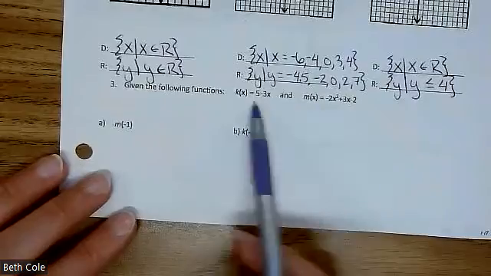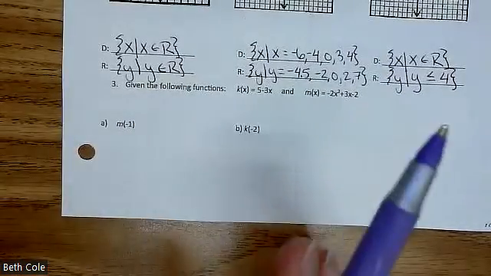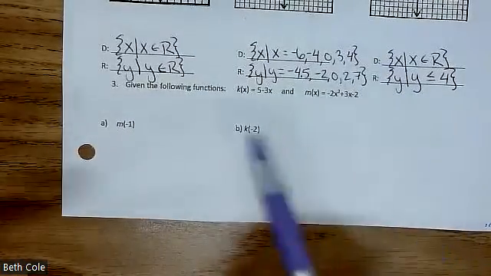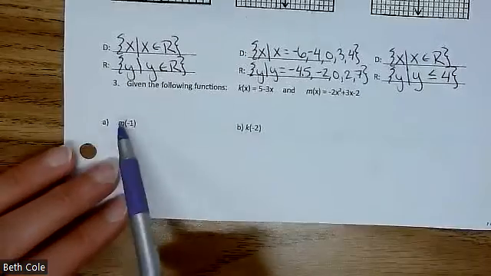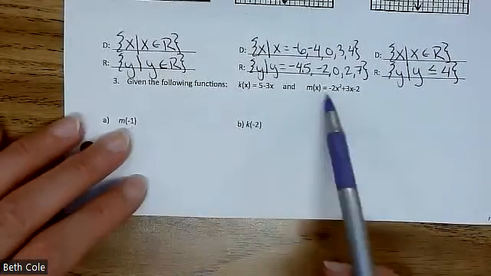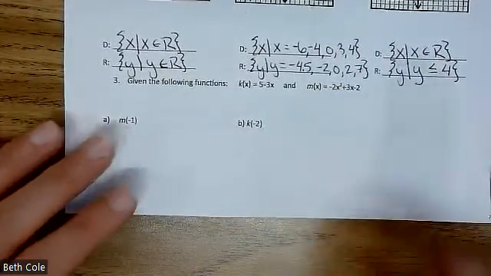All right, for 3, here's your 2 functions. All this means is plug it in. That is it. And on the test, you'll have a calculator. We'll just do one of these, all right? M of -1. You're just going to take -1, plug it in for X.